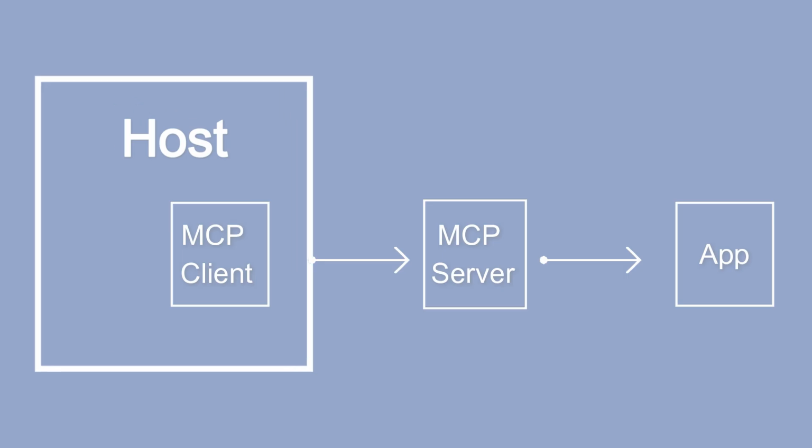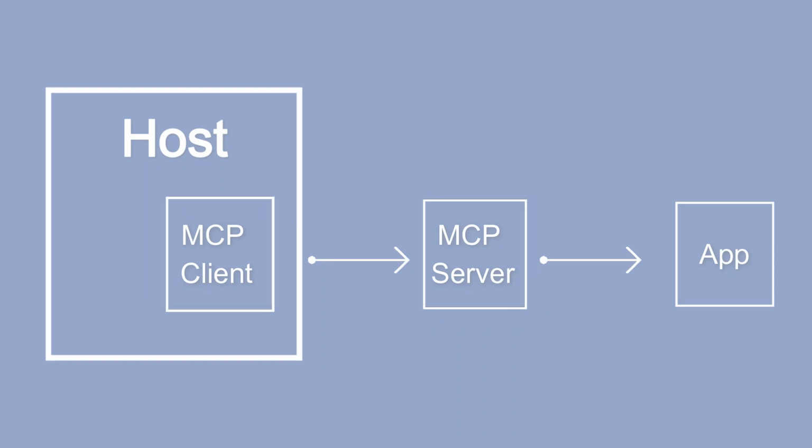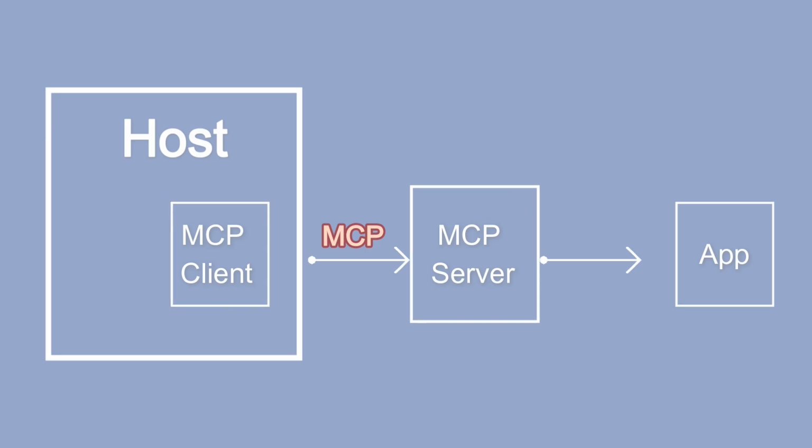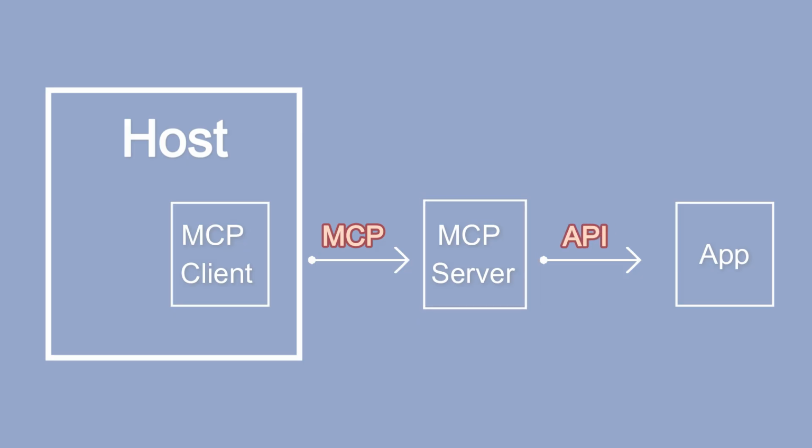When the host, meaning the AI assistant, wants to perform an action, the MCP client sends a request using the Model Context Protocol. The MCP server understands this protocol, interprets the request and its parameters, and then translates it into API calls. Then the target application understands it and performs the action.